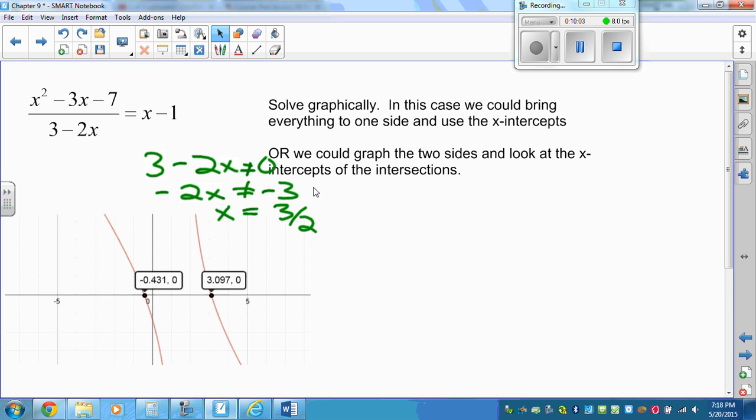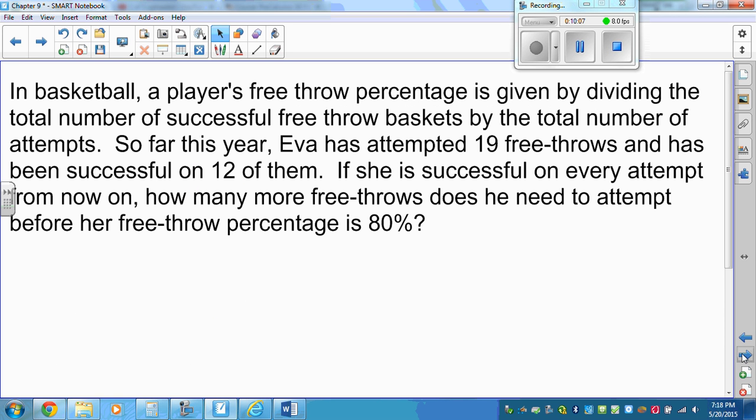Final question I'm going to do with you. So we have a basketball player. A player's free throw percentage is given by dividing the total number of successful free throws by the total number of attempts. So far, Eva has attempted 19 free throws and has been successful on 12 of them. If she is successful on every attempt from now on, how many more free throws does he, I guess Eva's a boy, need to attempt before her free throw percentage is 80%?